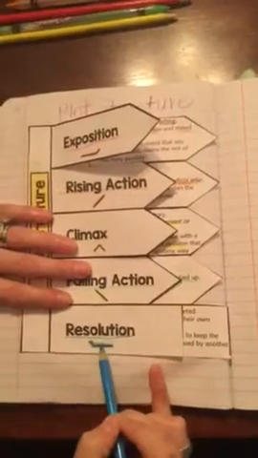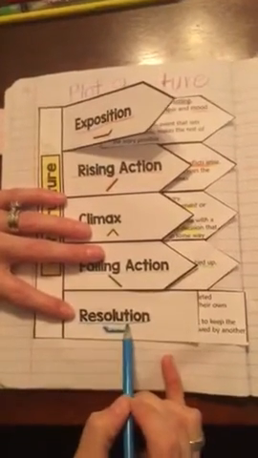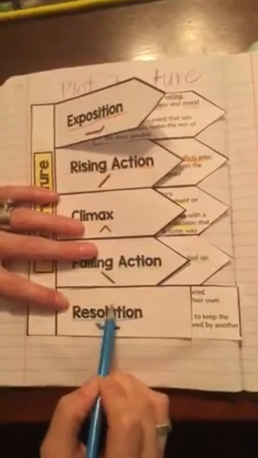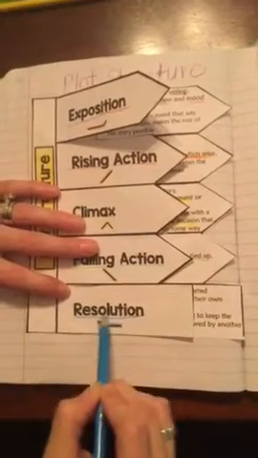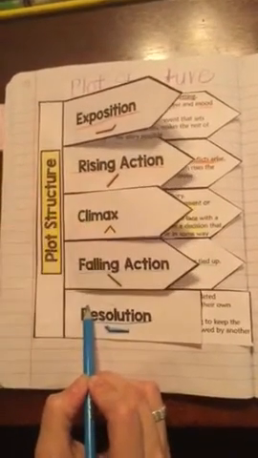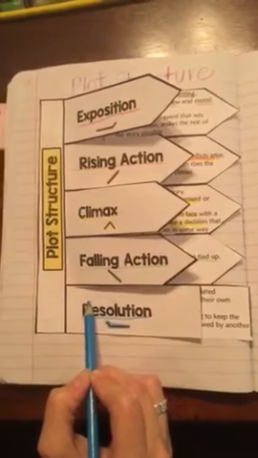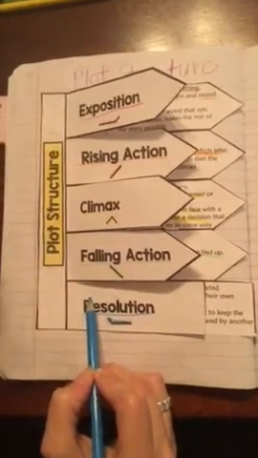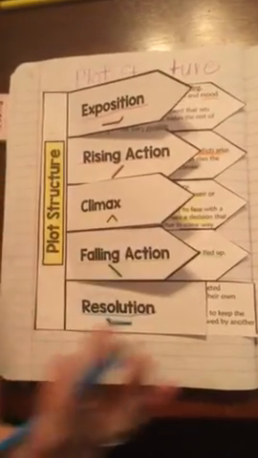And then finally, as the book comes to a close, this is called the resolution. It's called the resolution because the root word is resolve. And when something gets resolved, it gets figured out. So this is where the story comes to a close. It's a fancy word for the end of the story. So this is the end of the story.